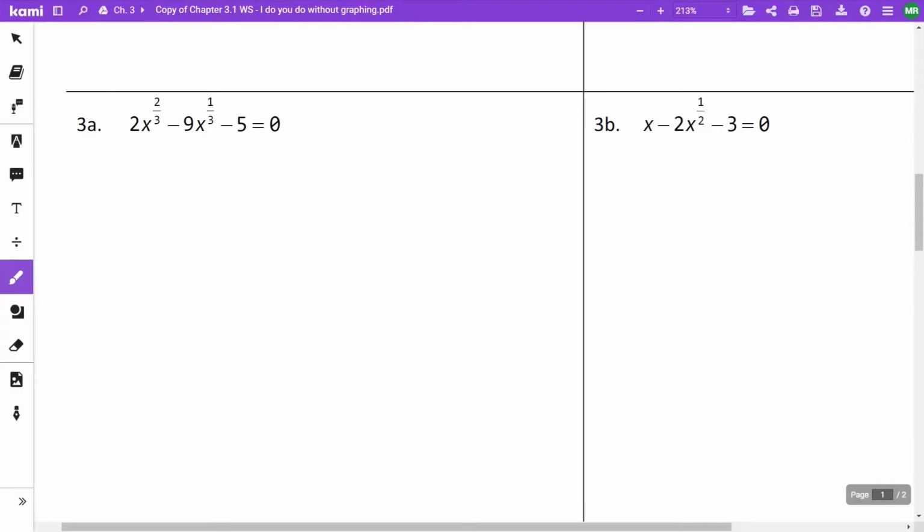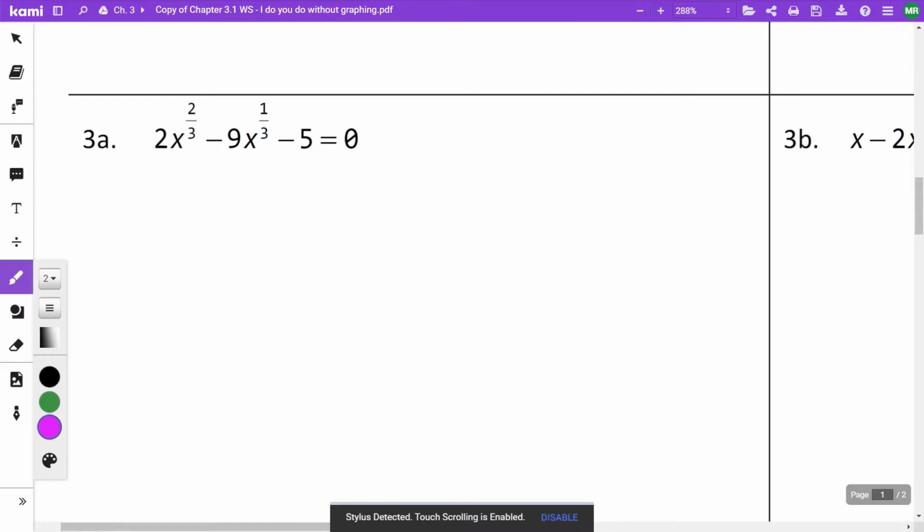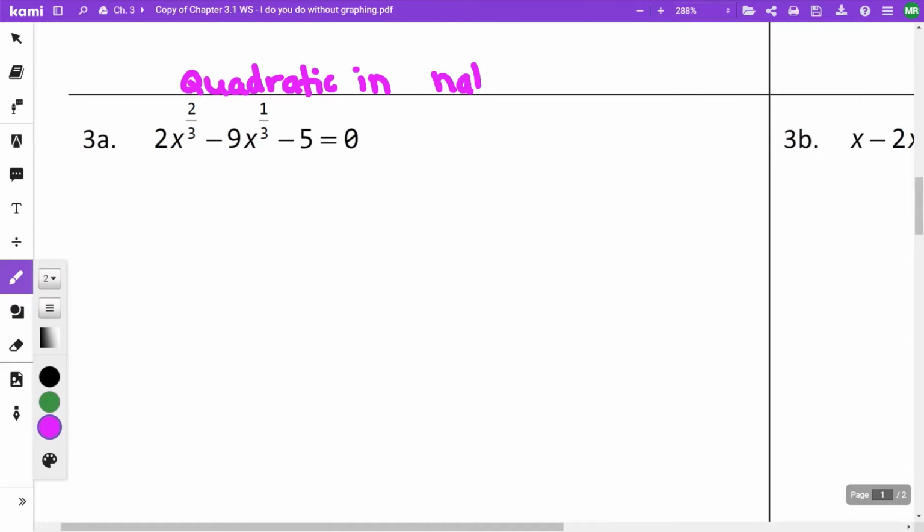So when you have a problem, like 3A and 3B, you want to look at a trinomial like this and go, maybe this is quadratic in nature. And what I mean by that is it is not a quadratic, but can I rewrite it?